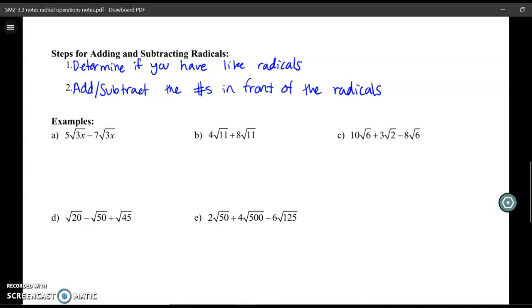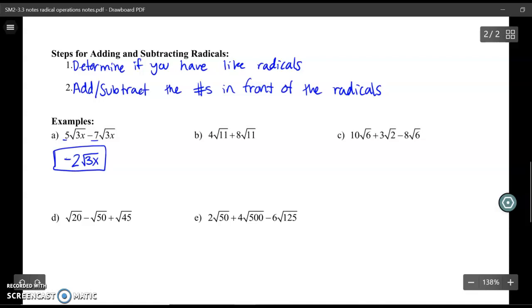So looking at example letter A, I have 5 square roots of 3x minus 7 square roots of 3x. First of all, I recognize that I have like radicals because I have square roots, and I have 3x in both of the square roots. So I'm just going to subtract the numbers out front. So 5 minus 7 is going to be negative 2, and then I keep whatever's in the radical exactly the same. That's what it's going to be.